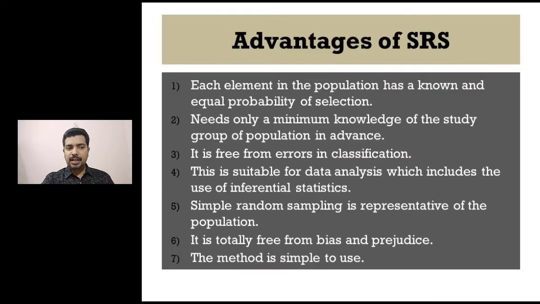If you look into the advantages of simple random sampling, each element in the population has a known and equal probability of selection. Only a minimum knowledge of this population has to be taken in advance, but it has to be taken. Now, it is free from errors of classification. You can do inferential statistics if you administer simple random sampling. It is free from bias and prejudice. That is the biggest advantage, and it is simple to administer. Okay, so this is simple random sampling.